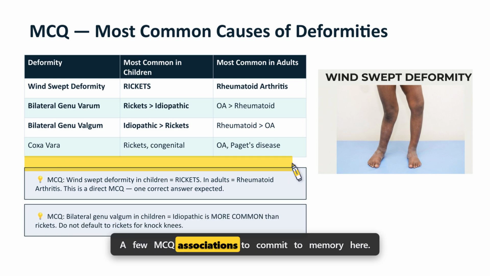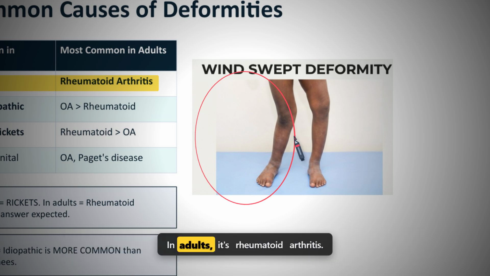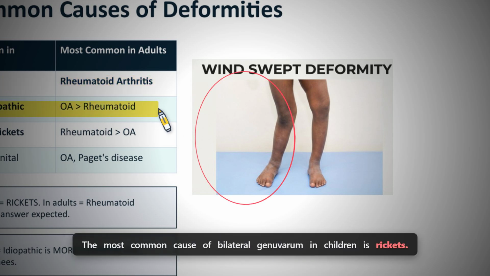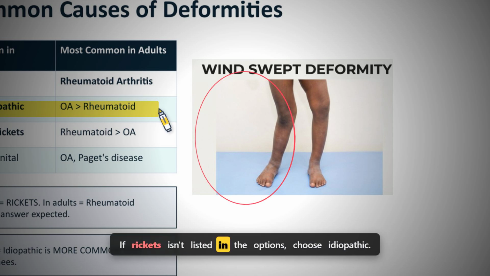A few MCQ associations to commit to memory here. The most common cause of wind-swept deformity in children is rickets. In adults, it's rheumatoid arthritis. The most common cause of bilateral genu varum in children is rickets. If rickets isn't listed in the options, choose idiopathic.